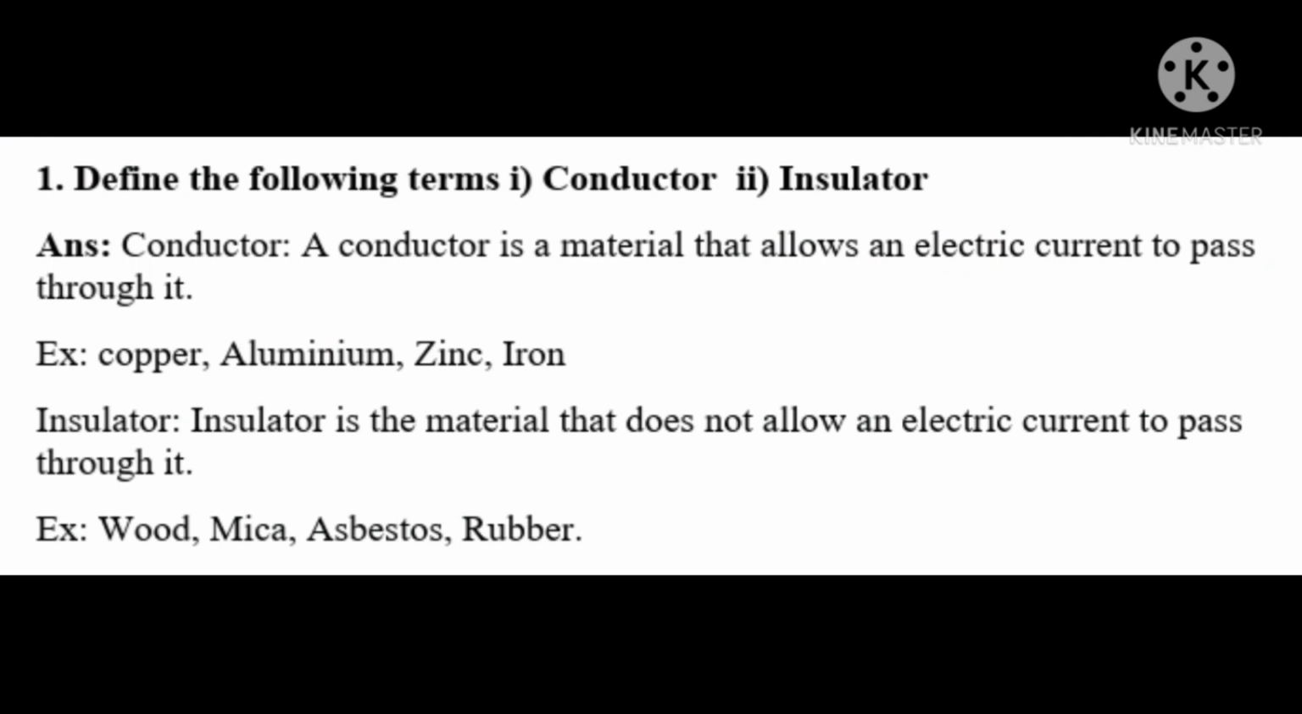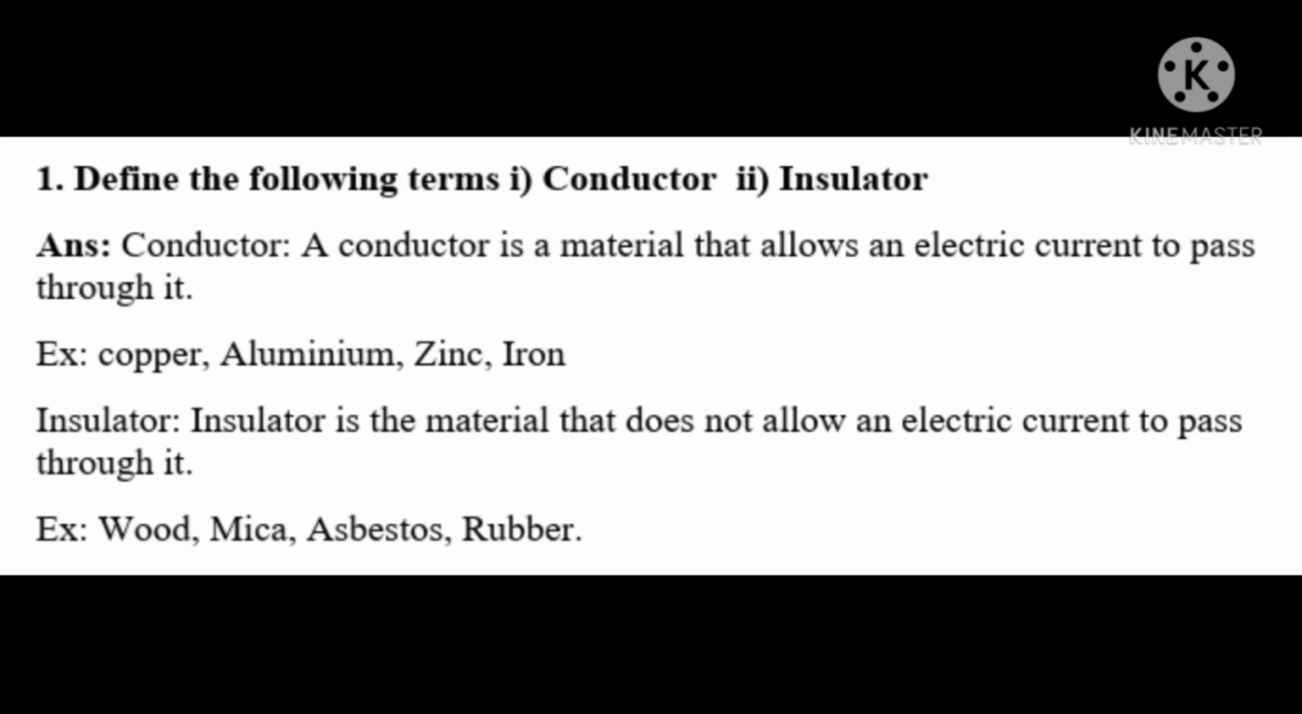Okay students, now we are going to discuss our classwork. First one, define the following terms: conductor and insulator. First, conductor. A conductor is a material that allows an electric current to pass through it. Examples: copper, aluminium, zinc, iron. So mostly metals act as conductors because they allow an electric current to pass through them.